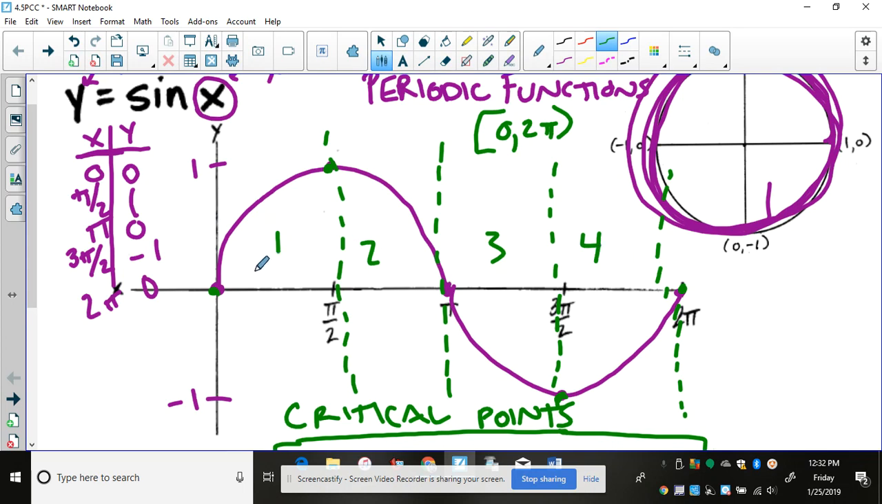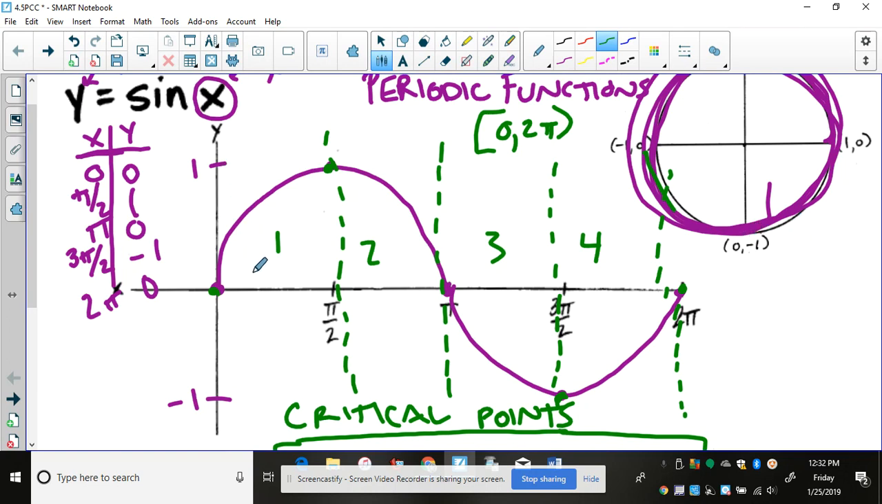So I hope it's obvious from the picture that from 0 to pi over 2 is the same horizontal distance as from pi over 2 to pi. So the points that we're plotting here have the same horizontal distance between them, right? Just like along the unit circle, from 0 to pi over 2 is the same distance from pi over 2 to pi, from pi to 3 pi over 2, and 3 pi over 2 to 2 pi.